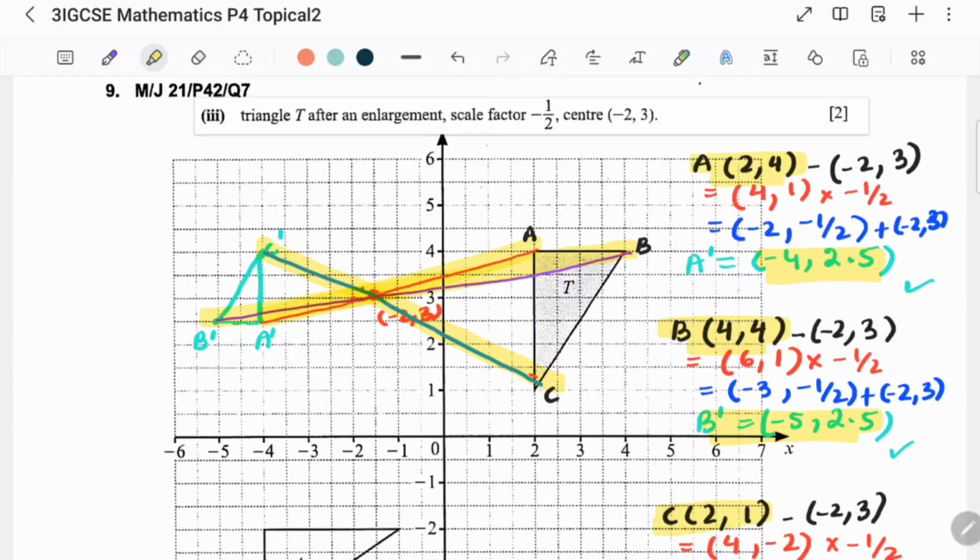In the next video, you'll learn about enlargement, how to write down the size of the shape, how to describe and find the center of enlargement and the scale factor.